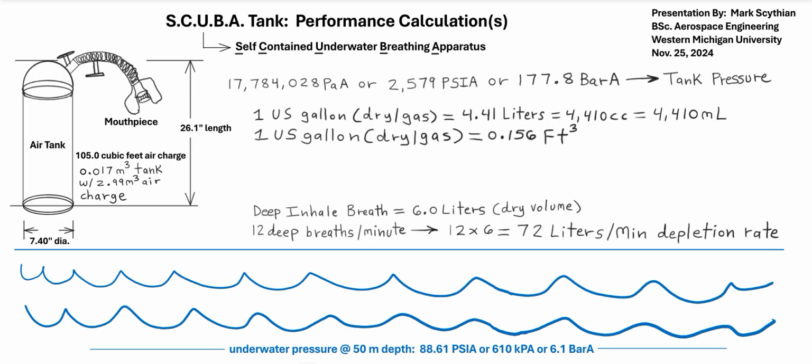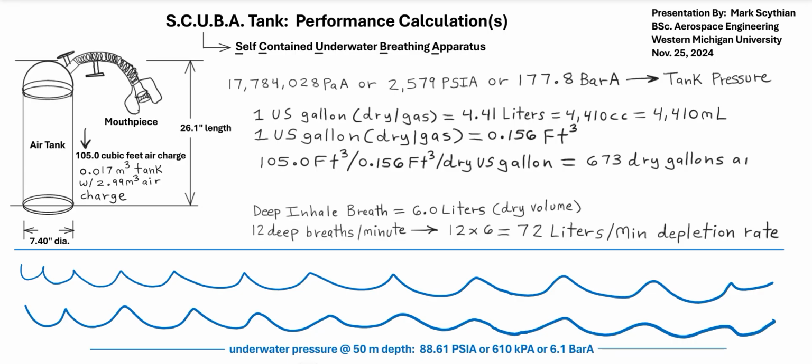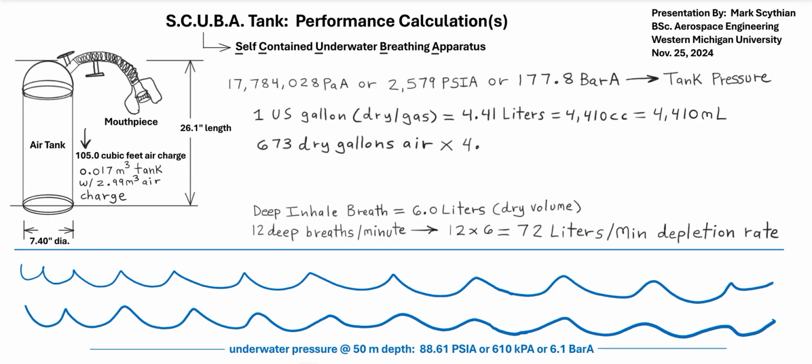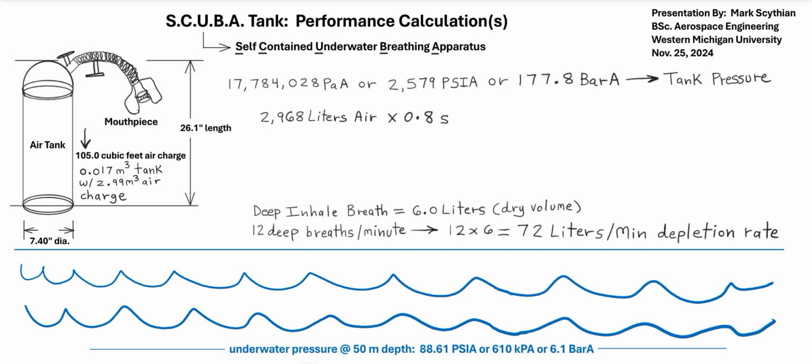So based on that information, we can take 105 cubic feet of air and divide it by the cubic feet volume of 1 dry US gallon or a gaseous gallon. So this is 673 dry gallons of air compressed into the tank times 4.41 liters per dry gallon. So that's 2,968 liters of air compressed into the tank.